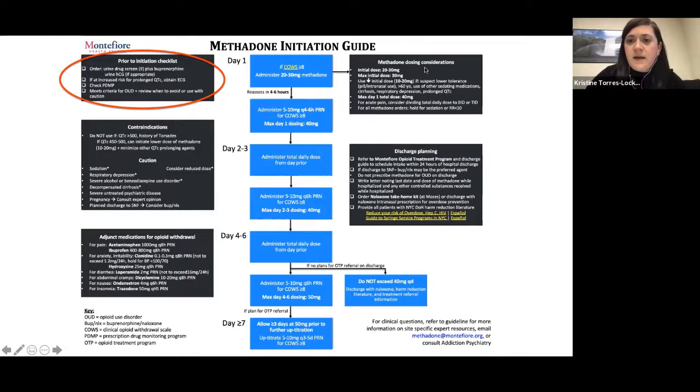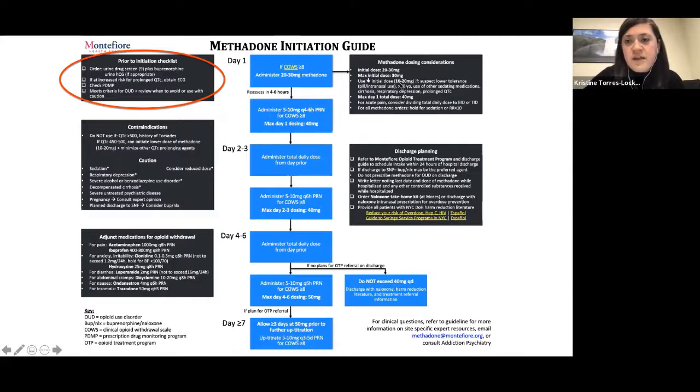So how do you pick which dose to pick? Usually 20-30 is totally safe. The most you can ever give to someone who's not in a methadone program is 30 right off the bat. So you can never give more than 30 in one go for someone who's not in a program whose dose has been verified.